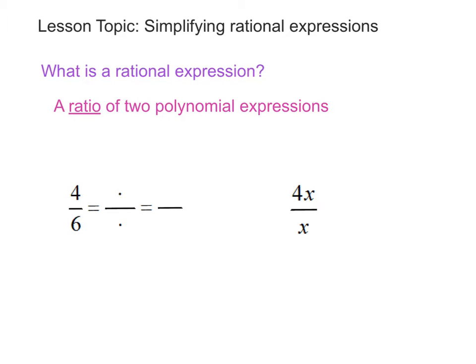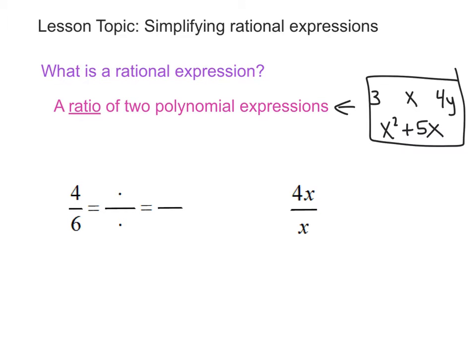Remember that polynomials can be just a number, just a variable, a combination of a number and a variable, or even the addition or subtraction of different terms. So these are all polynomials. So a ratio of pretty much anything we've been working on that is a polynomial. So is this a ratio right here of two polynomials? Sure. And it's just a fraction.